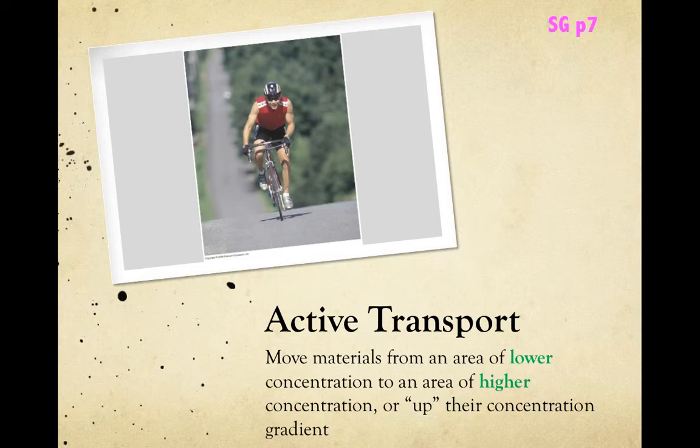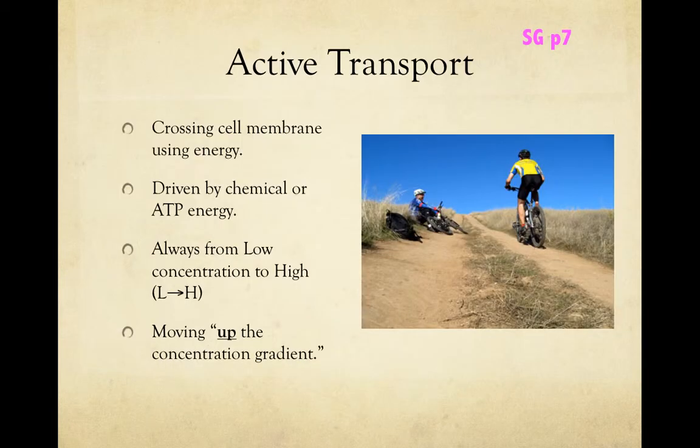We're going from areas where there's not a lot of a molecule to areas where there is a lot of the molecule, okay? We're going opposite. So we need energy, and the molecule that's going to help us do that is ATP, so that we can make it up that hill and move things up against the concentration gradient.